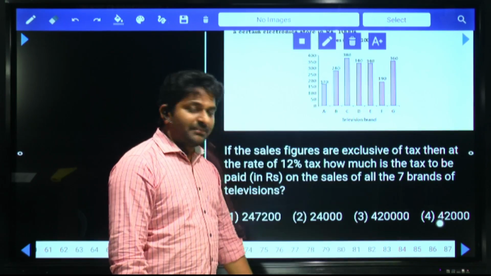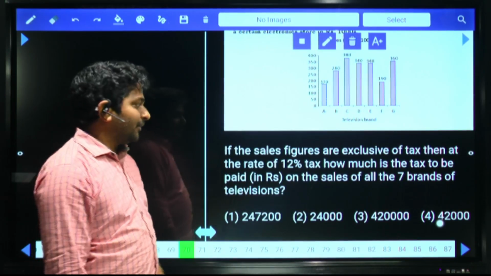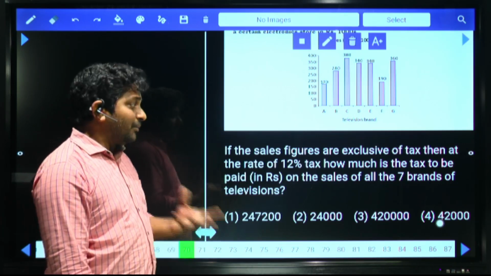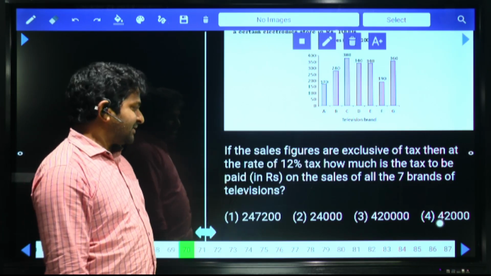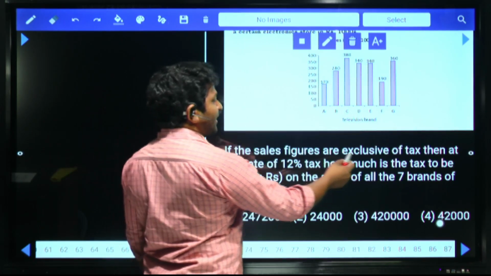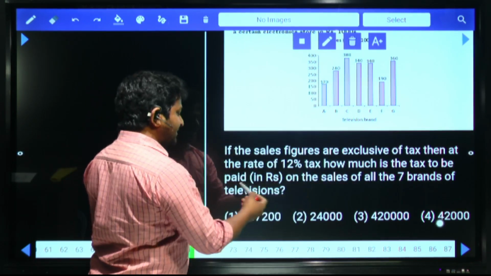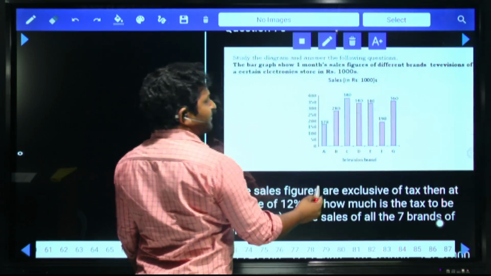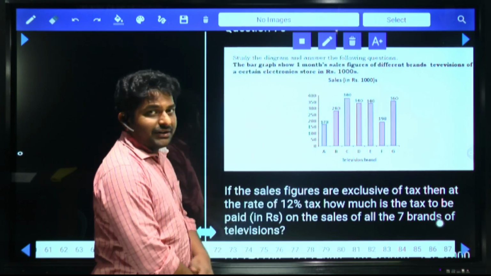Every option is a 3 multiple, so we have to calculate. So this is for tax. We have to calculate tax for how many brands? Is it for all brands or any specific brands? If the sales figures are exclusive of tax, how much is the tax paid on sales of all 7 brands? All 7 brands they are asking, so we have to calculate it for everything.